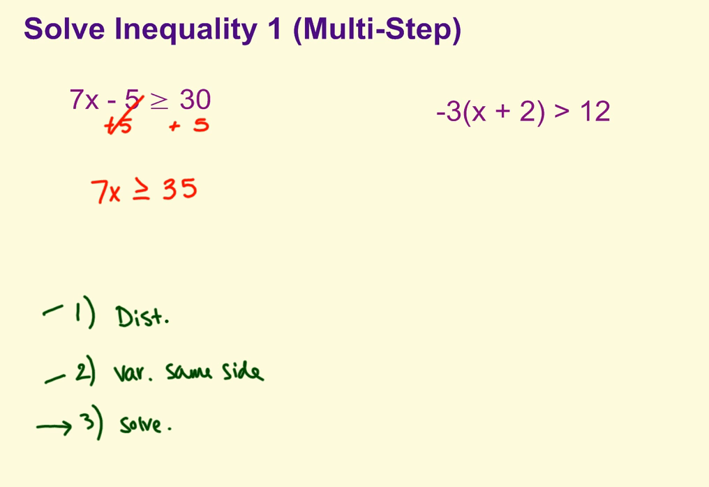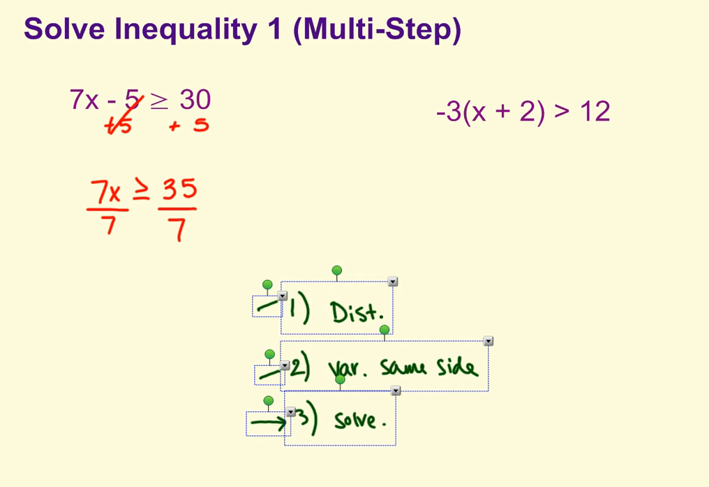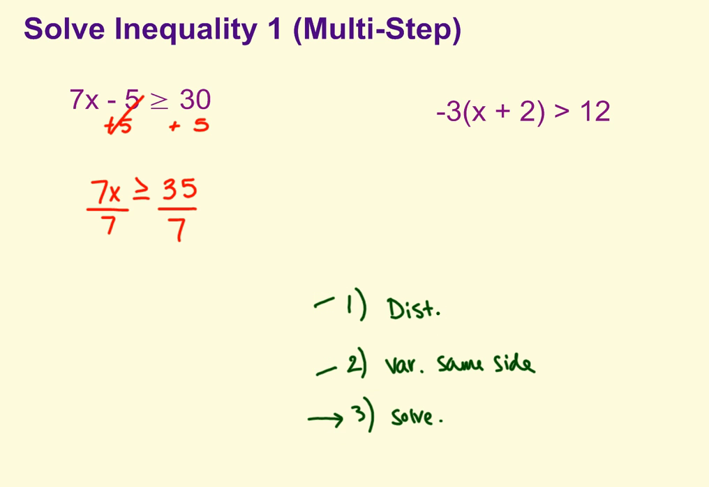From here, x is being multiplied by 7. The opposite of that would be to divide by 7. Alright, 7's cancel. We have x is greater than or equal to 5.